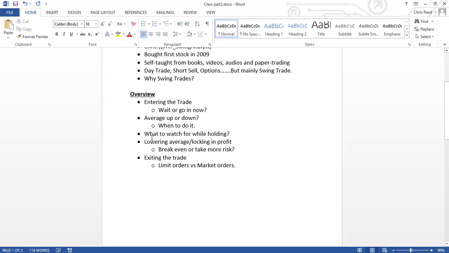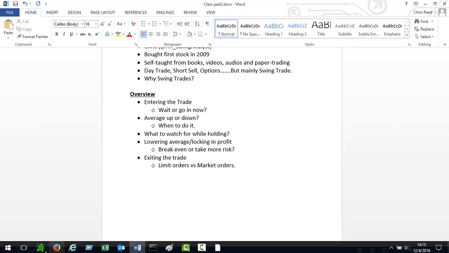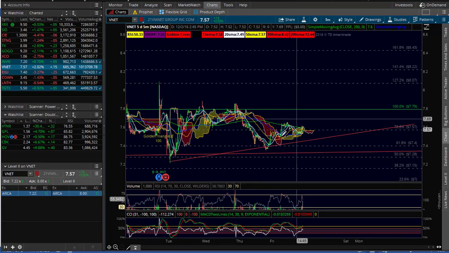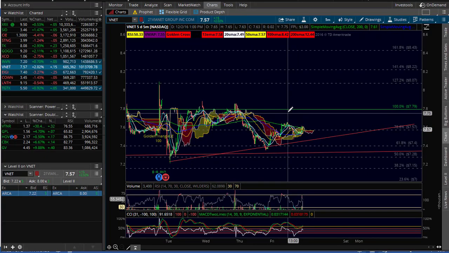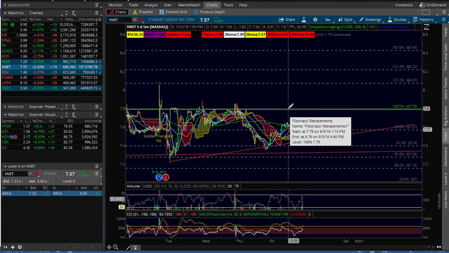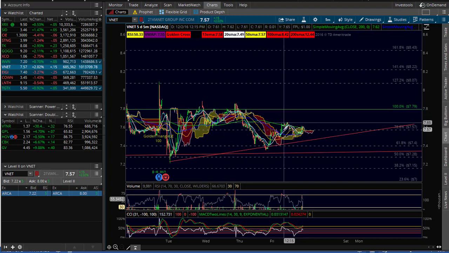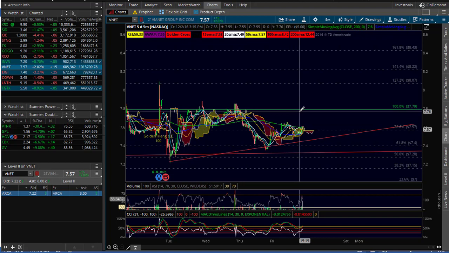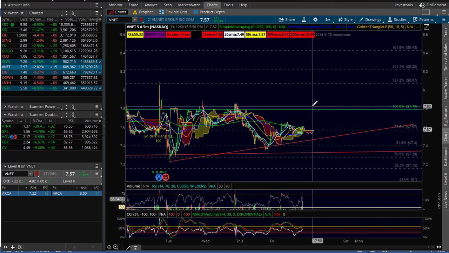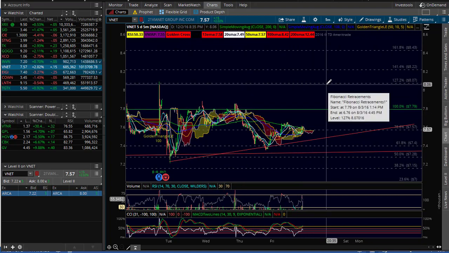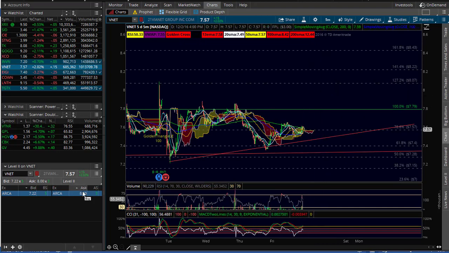All right, what to watch for while you are holding the stock. If you're in an uptrending stock, which you should be, because you do not want to enter a downtrending stock. That is bad for your money. But let's say you're in an uptrending stock and it's starting to break above the resistance, it's coming up. What to look for? You're looking for a couple things.